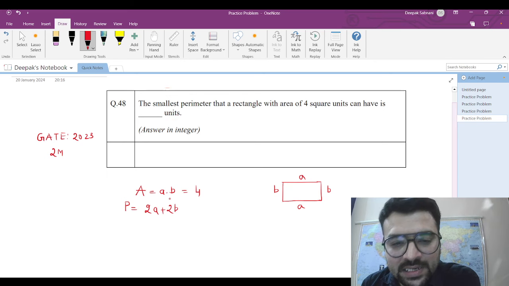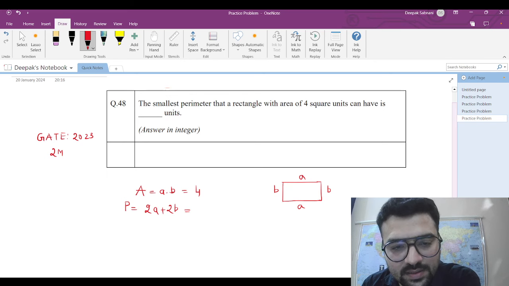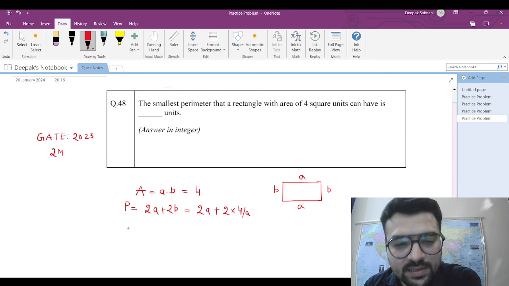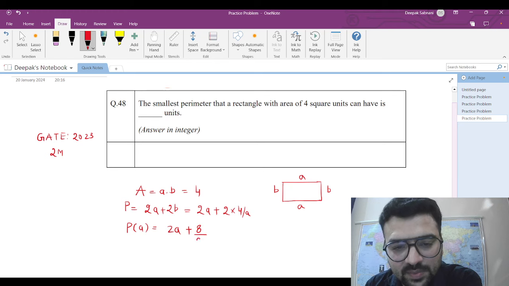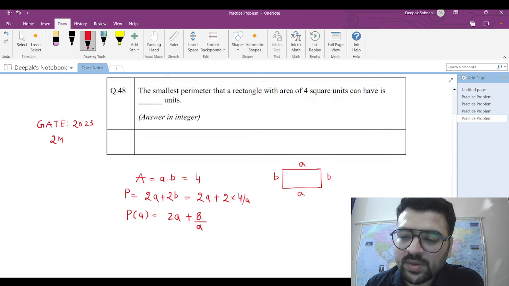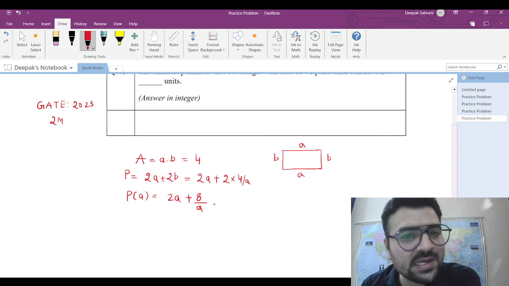Okay. One relation in A and B is given. So I can write B as 4 by A. So this will become 2A plus 2 into 4 by A. So perimeter as a function of A, I can write as 2A plus 8 by A. So now you need to find the minimum value of this single variable function.